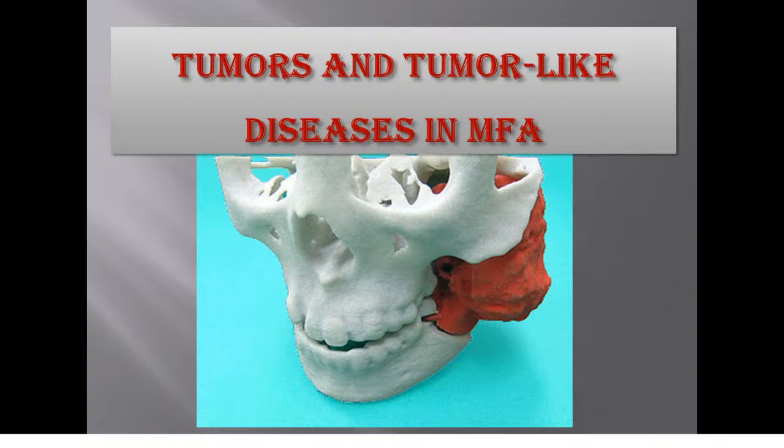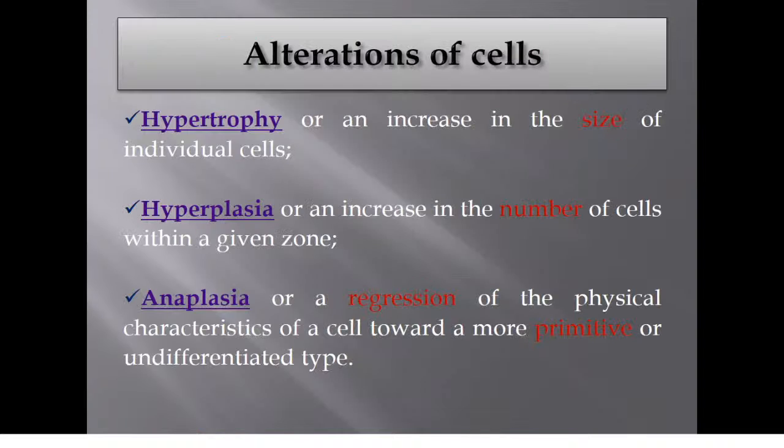Tumors are quite different from inflammatory or other swellings because the cells in a tumor are abnormal in appearance and other characteristics. Abnormal cells, the kind that generally make up tumors, differ from normal cells in having undergone one or more of the following alterations. First, hypertrophy, or increase in the size of individual cells. This feature is occasionally encountered in tumors but occurs commonly in other conditions.